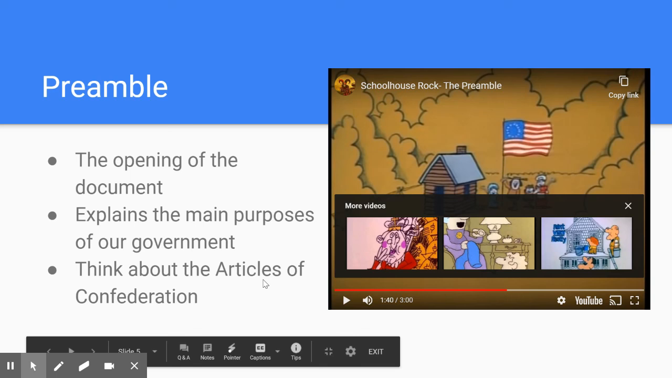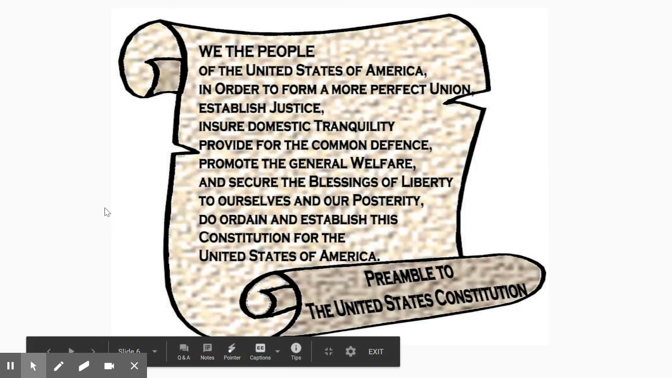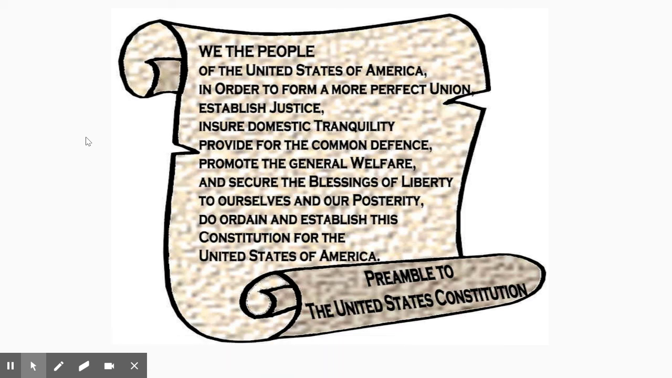All right, so that gives you an elementary sing-along kind of way, a quick little overview of the actual wording of the Preamble. If you actually look at it, you can see in the wording some of the direct references to the Articles of Confederation system that we've previously talked about.